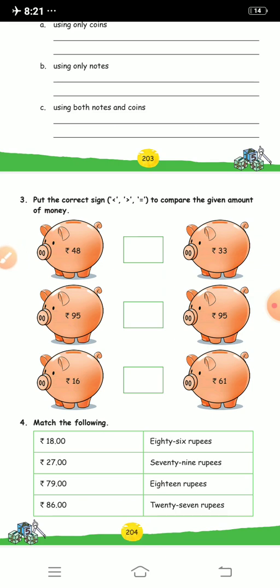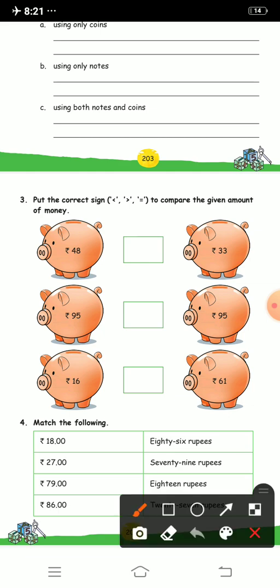You have to put the correct sign, okay, to compare the given amounts of money. Okay, so here you can see the piggy banks. First one is rupees 48. It is compared to rupees 33. So which sign will we put here? Crocodile will open its mouth towards the greater number. Okay. Second is 95 and 95. So it will be equals to. Third is rupees 16 and 61. So crocodile will open its mouth towards the biggest number, that is 61.